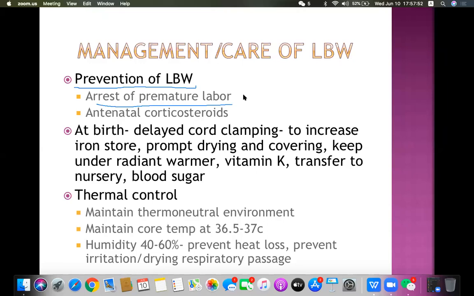Yes, salbutamol. Okay, then? You are right, salbutamol group of drugs. You can say like that. Salbutamol group of drugs, okay?